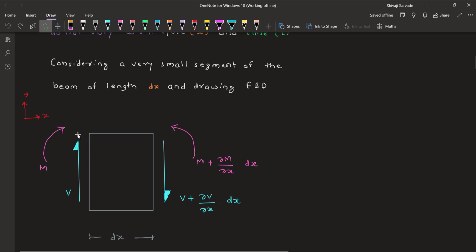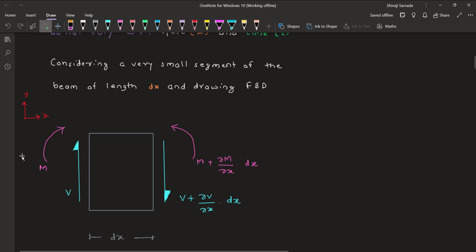So if I draw the free body diagram for the small segment in a magnified manner, we have a shear force at the start of the span dx, and the moment which is acting in the clockwise direction, which is denoted as M. So at the end of this very small segment, there will be incremental increase. Now we are using partial differentiation here because there is variation of moment as well as the shear force with respect to time also, but that we are not considering. In this case, we are considering variation of bending moment and the shear force with respect to space.